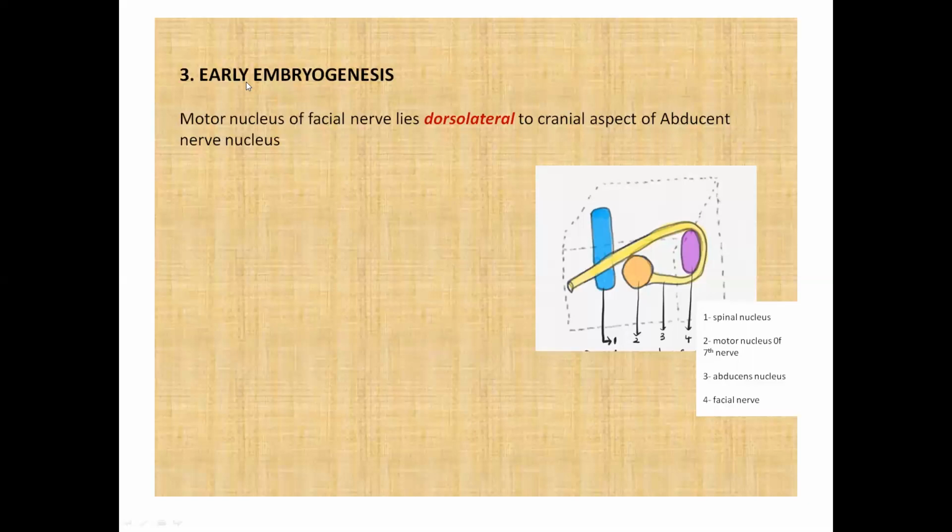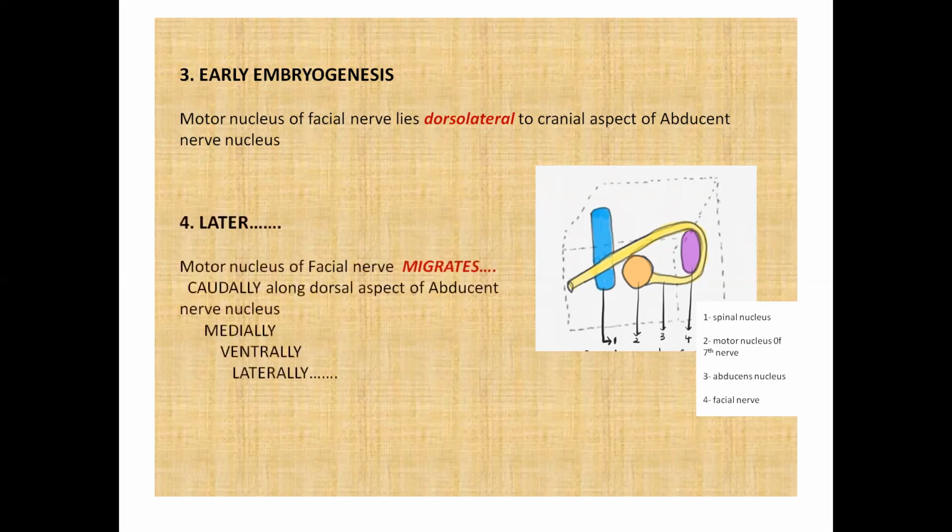In the initial stages of the development of embryo, the motor nucleus of the facial nerve is found to lie dorsolateral to the cranial aspect of abducent nerve nucleus. Later, something interesting happens. This motor nucleus of the facial nerve that was dorsolateral to the cranial aspect of the abducent nerve nucleus starts to move.